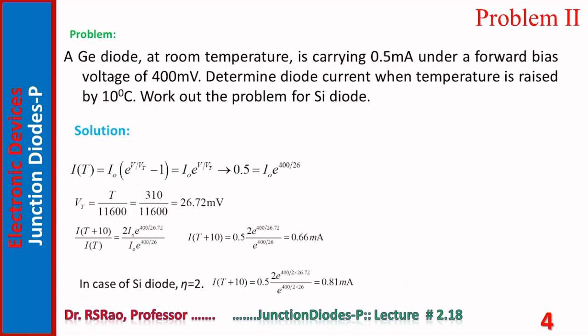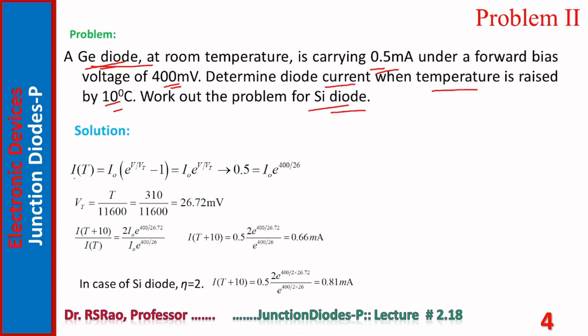Another problem, a germanium diode is at room temperature. It is carrying 0.5 milliamperes under forward biased voltage of 400 millivolts. Determine diode current when temperature is raised by 10 degrees centigrade. Work out the problem for silicon diode. The diode is germanium diode, so emissivity eta is 1.